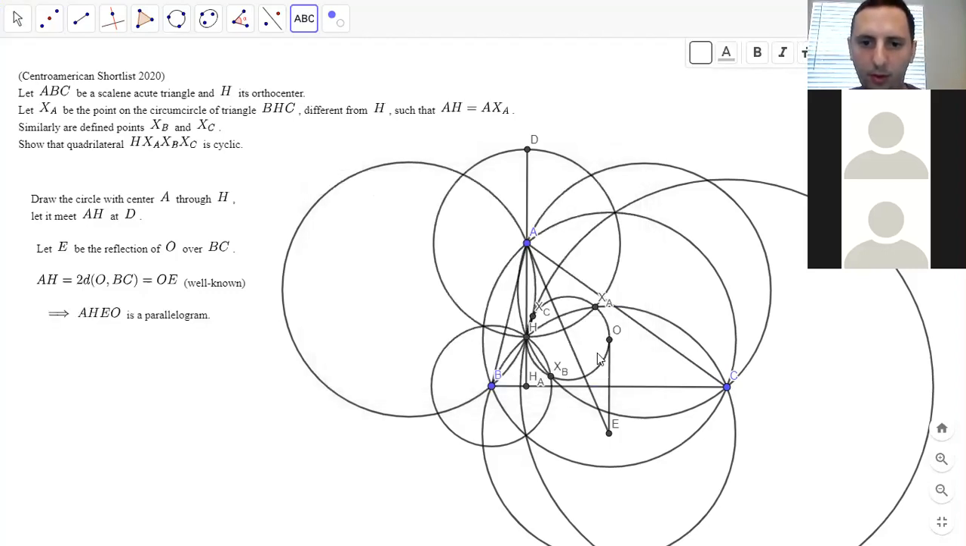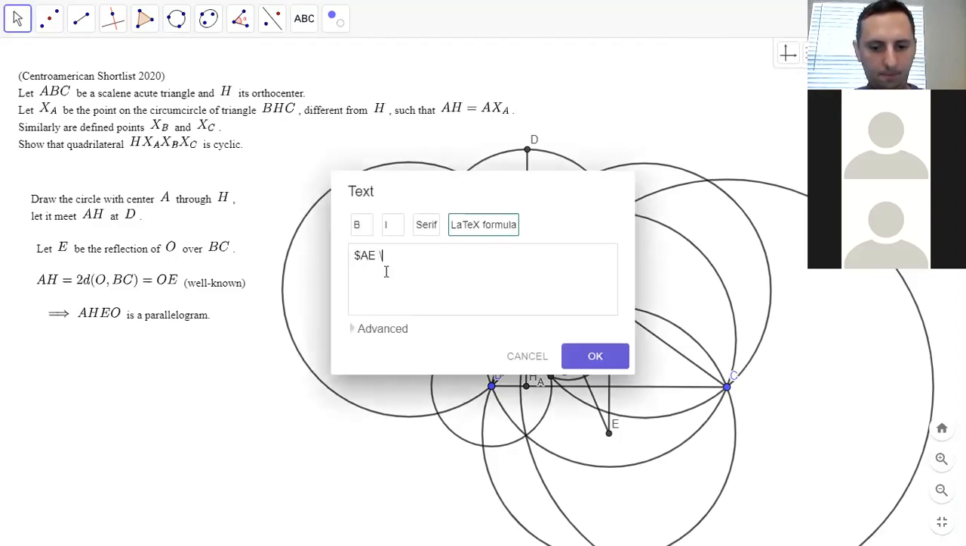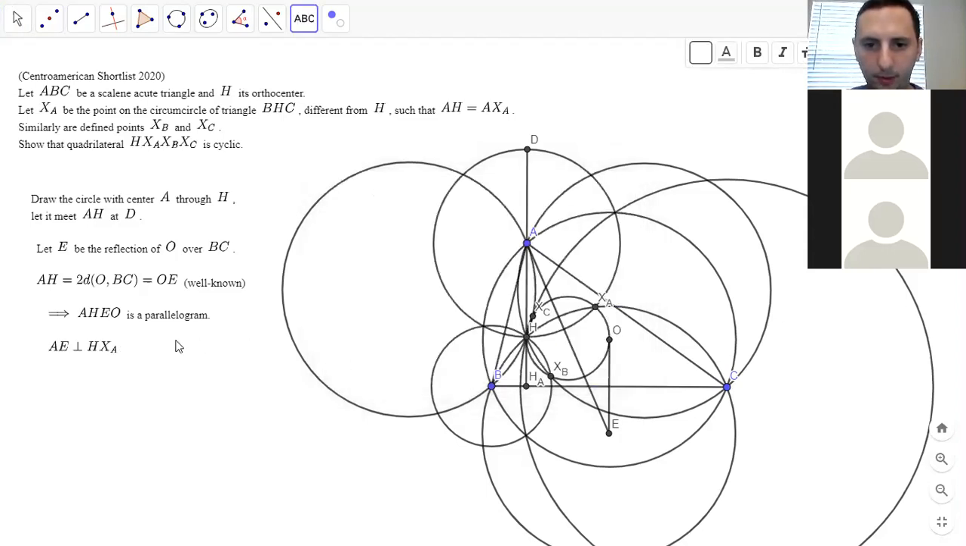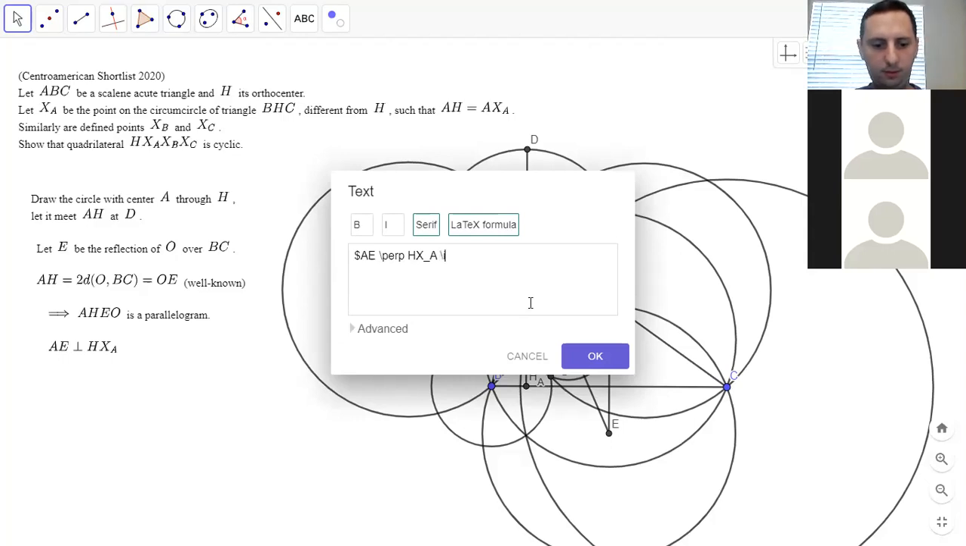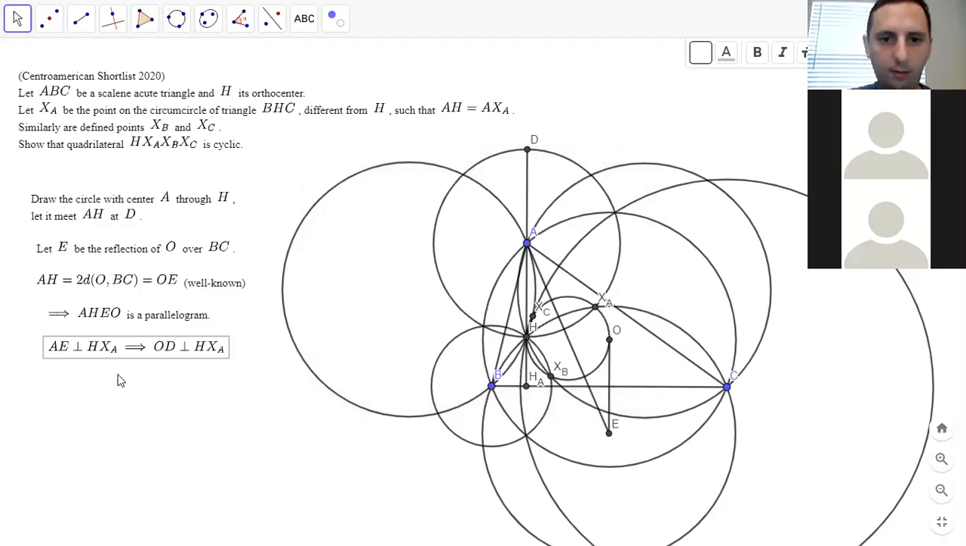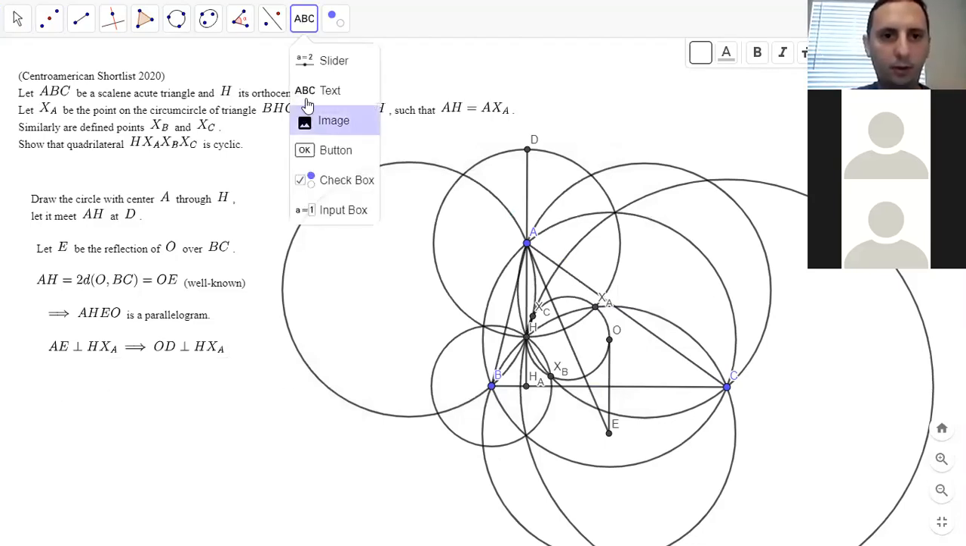And so AE is perpendicular to HXA, and that means OD is perpendicular to HXA. And then since HXA is perpendicular to DXA, we know those are collinear.